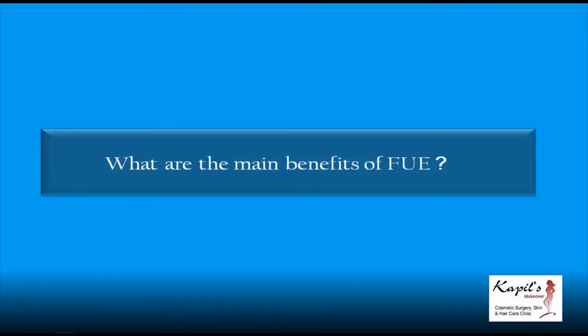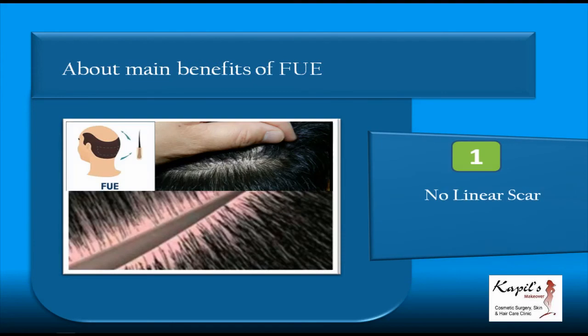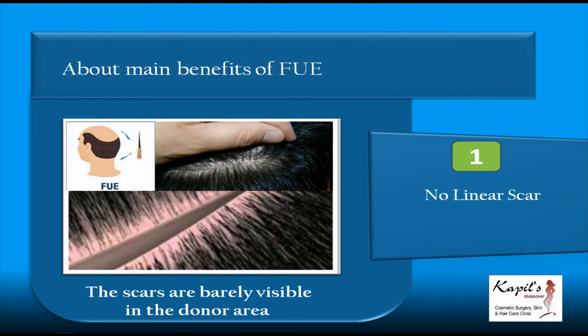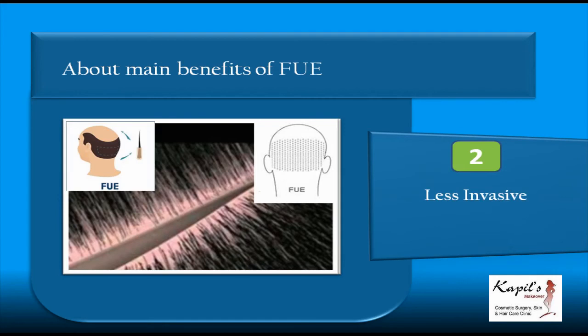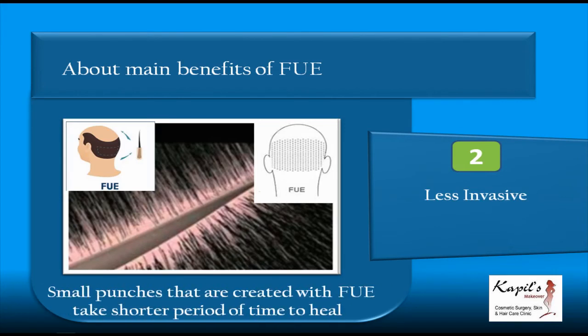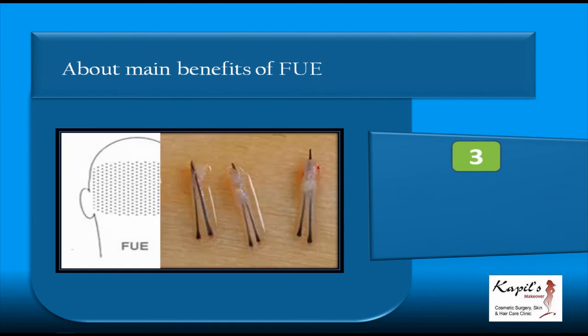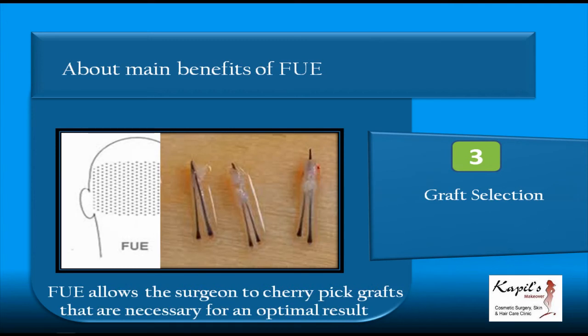What are the main benefits of FUE? No linear scar. The scars are barely visible in the donor area after the procedure. Less invasive. Small punches that are created with FUE take shorter period of time to heal. No sutures are required, as the punch sites are so small, they heal themselves. Graft selection. FUE allows the surgeon to cherry-pick grafts that are necessary for an optimal result.